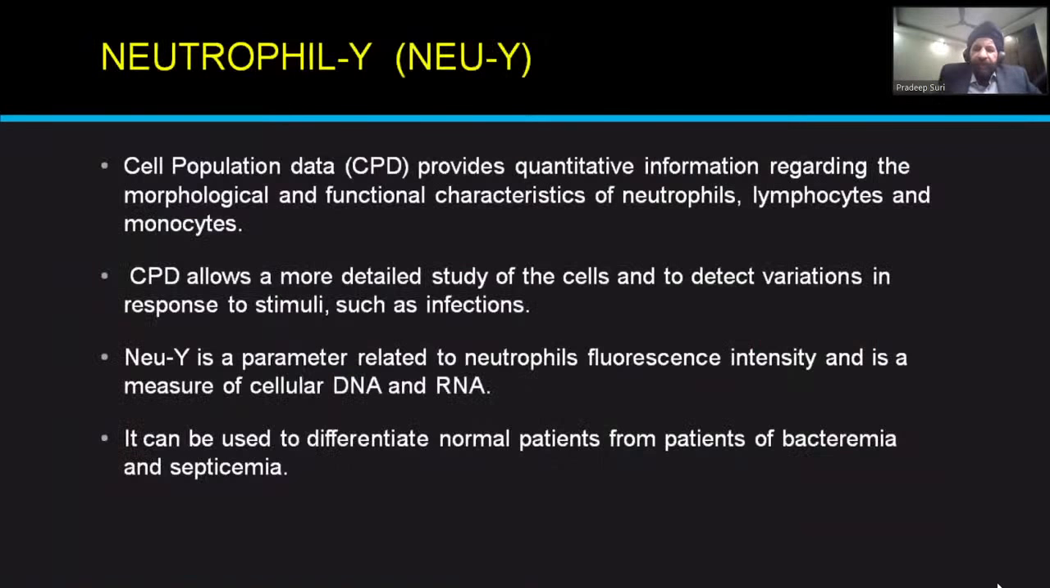Next, we have this NEUT-Y. There is something called the cell population data, or CPD, which provides quantitative information regarding both morphological as well as functional characteristics of the three cell lines, that is neutrophil, lymphocyte, and monocyte. And this CPD allows a more detailed study of the cells and detects various variation and response to stimuli, primarily infections. So as I earlier said, NEUT-Y is a parameter which is related to neutrophil fluorescence and is a measure of the cellular DNA and RNA content. And it is also a parameter which can be used to differentiate normal patients from bacteremia and septicemia.